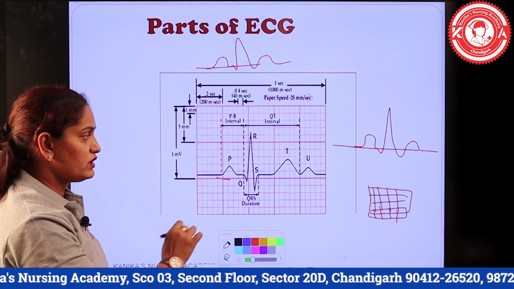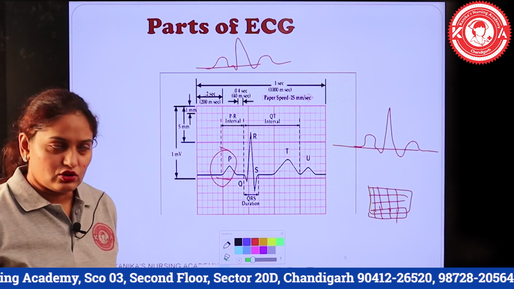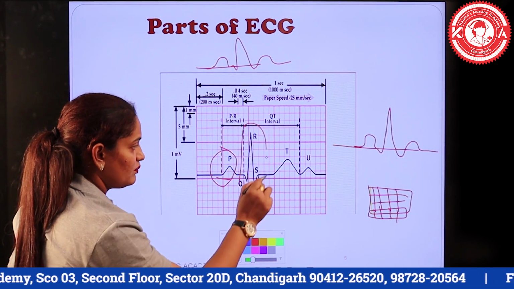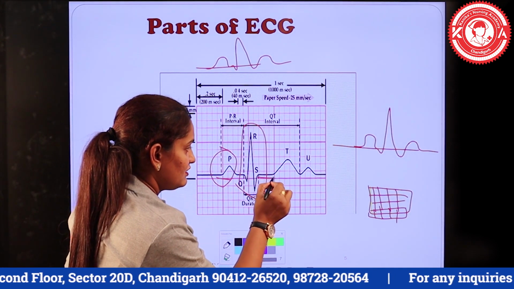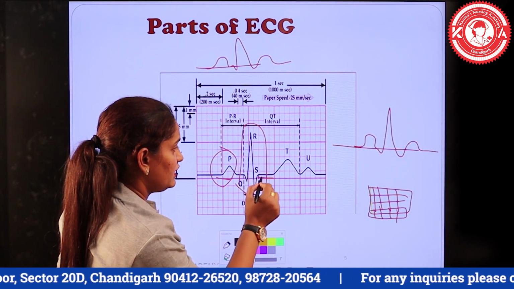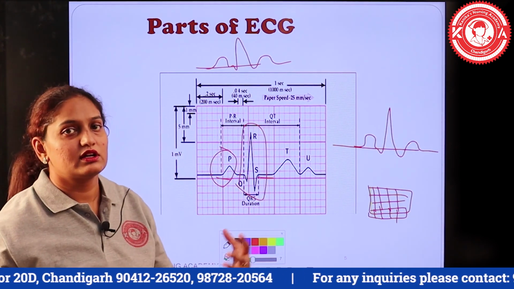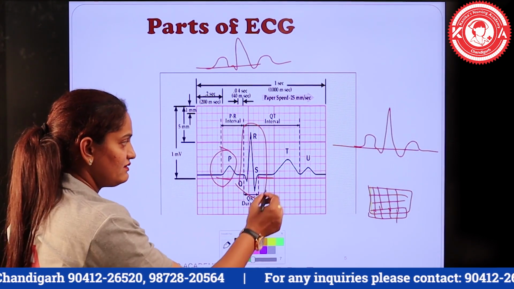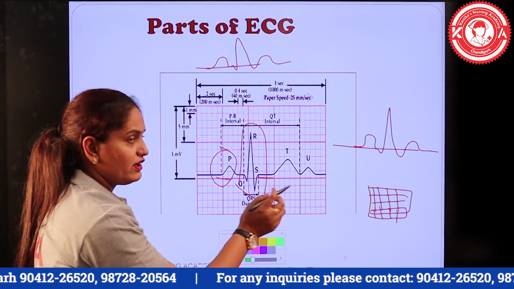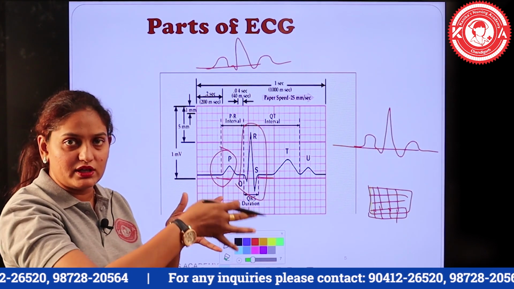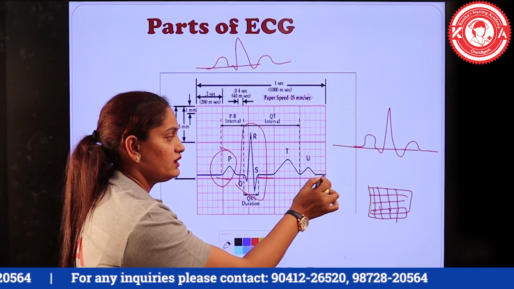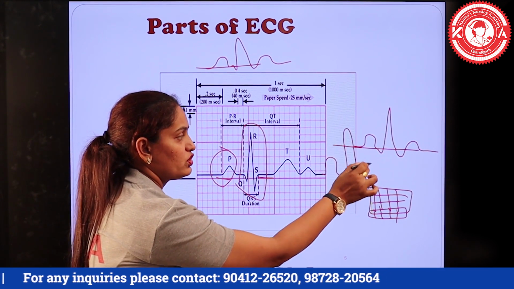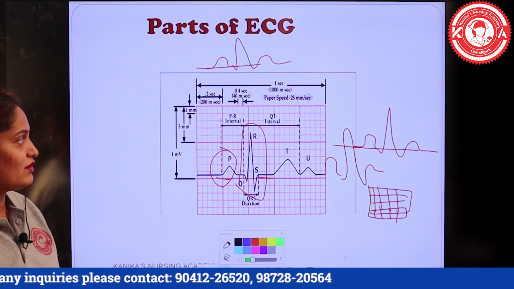So the P wave is showing the atrial contraction. This QRS complex is showing the ventricular contraction. The ST segment is actually the time taken for the ventricles to repolarize, and finally there is a T wave which shows the end of the cardiac cycle, and then a small U wave formation is there. Then a new P wave will be formed, a new QRS and a new ST segment will be there.